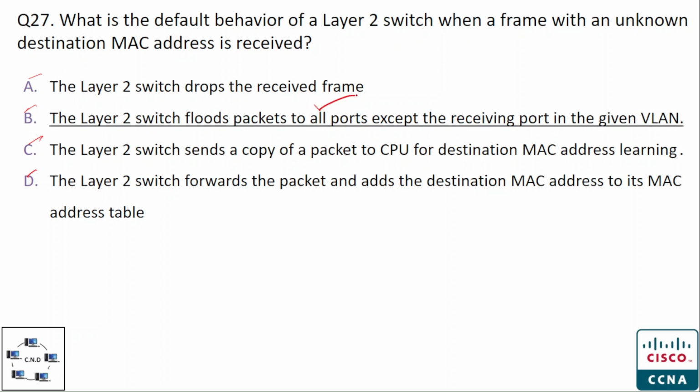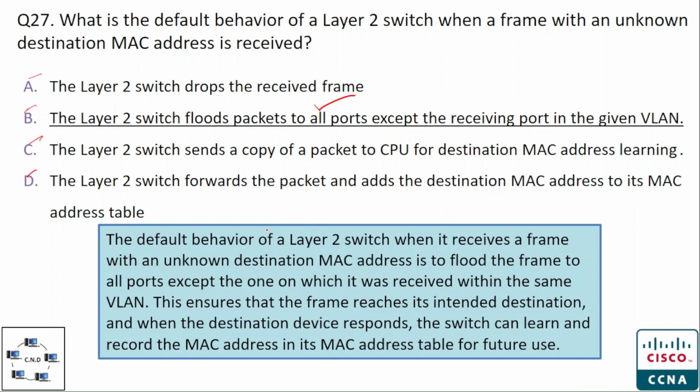option B, the layer 2 switch floods packets to all ports except the receiving port in the given VLAN. So the default behavior of a layer 2 switch when it receives a frame with an unknown destination MAC address is to flood the frame to all ports except the one on which it was received within the same VLAN. This ensures that the frame reaches its intended destination, and when the destination device responds, the switch can learn and record the MAC address in its MAC address table for future use.